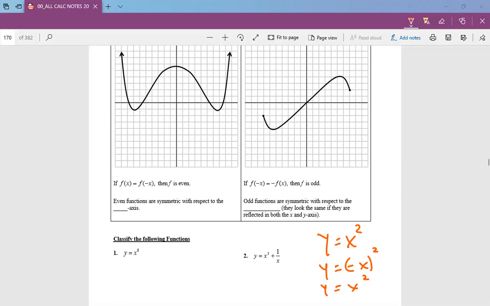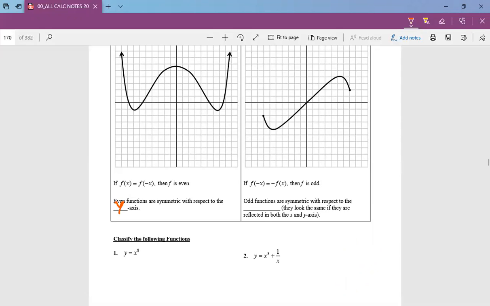And when we square negative x, we return just to y is equal to x squared. So what we're going to do is substitute negative x for x in our function to test to see if it's even. Even functions are symmetric with respect to the y-axis. So to classify the following function, let's go through this.